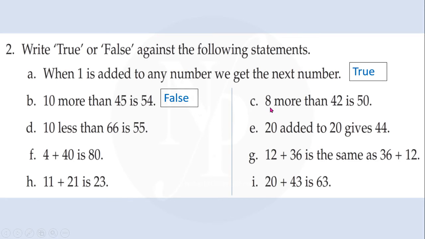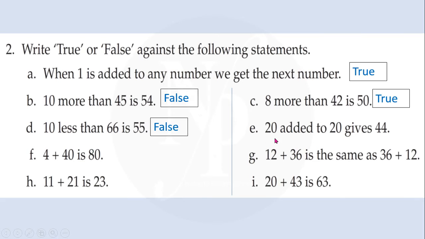Coming to C, 8 more than 42 is 50. Or when you add 8 to 42, you will get 50 and the statement is true. D. 10 less than 66 is 55. No, this statement is not correct. It is a false statement because 10 less than 66 is 56, not 55. So this statement is false. We will write false in front of that statement.